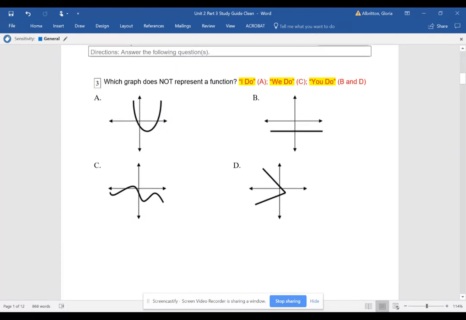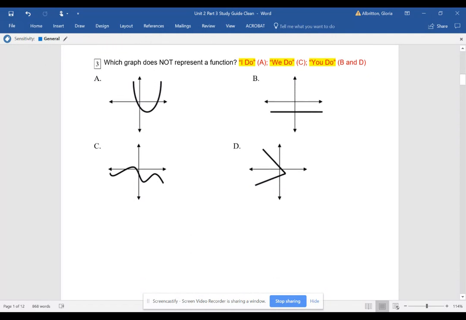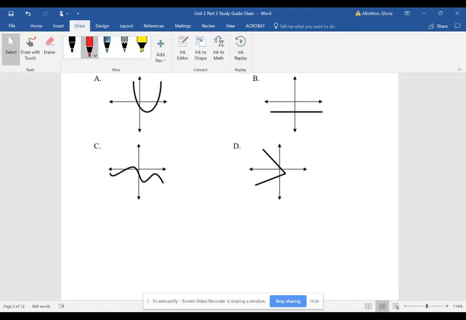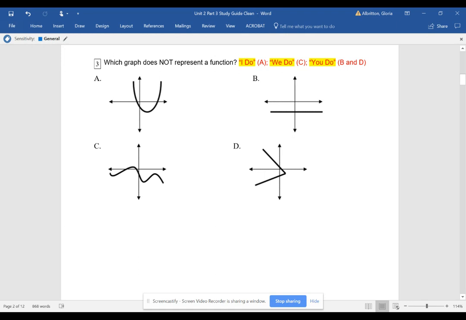So here, number 3, we're asked to figure out which graph does not represent a function. So again, we're still determining a function, but instead of a table, this time we have a graph. And you probably remember that if you've got a graph, which is a visual representation, you can simply use the vertical line test to check to see if you've got a function. So let's look at graph A.